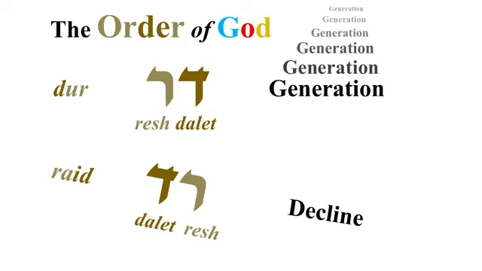And raid means decline, which I could see is the opposite of generations. You're either progressing and creating new generations, or you're in decline. Okay? Interesting. If you take the word and reverse it, it means the opposite. How clever is that? I have other examples of that. We'll try to stick in some other videos in the future. We see this many times, this resh dalet order, meaning decline.